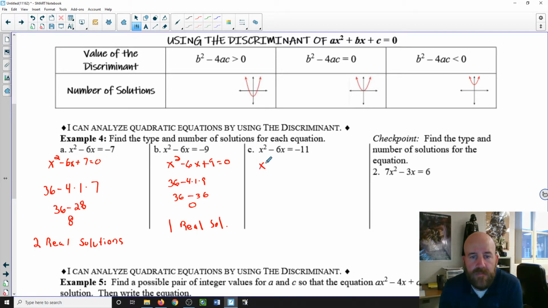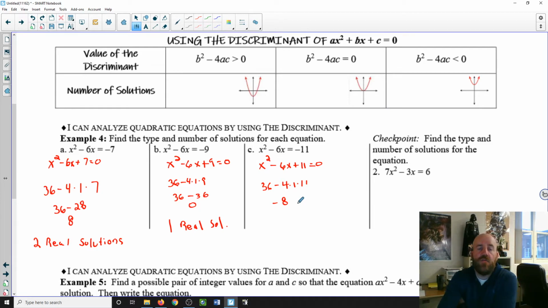Part C, I have to move the 11 over, so add 11. Now we can plug in. So b squared, 36 minus 4 times 1 times 11. So we get 36 minus 44. So we get a -8. And that's going to mean that we have no real solutions.